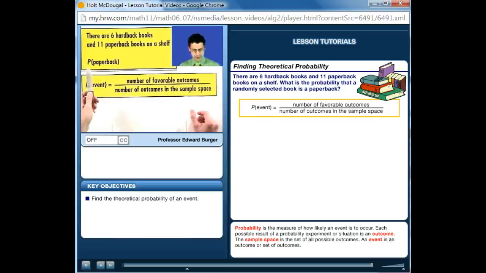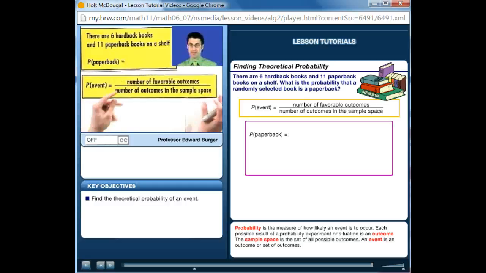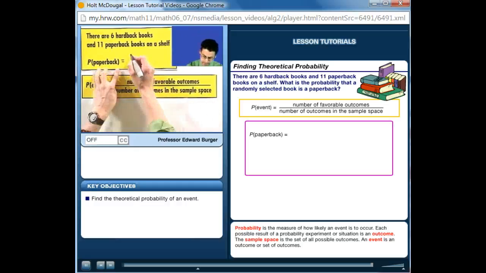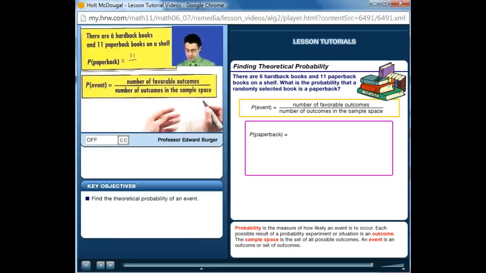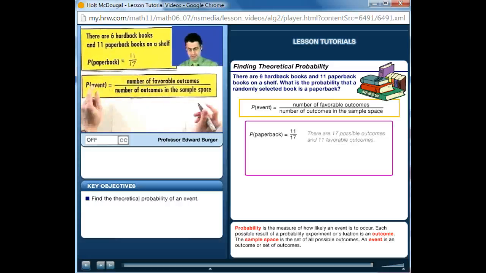So we write this as the probability of paperback, meaning the probability of picking a paperback book. Well, let's see. We take the number of favorable outcomes. How many paperback books are there that we could possibly pick? There are 11. And I divide that by the total number of outcomes. What is the total number of possible books I could pick? I could pick a hardcover, I could pick a paperback, so the total is the sum, which is 17. So the probability of picking a paperback book is going to be 11 over 17.